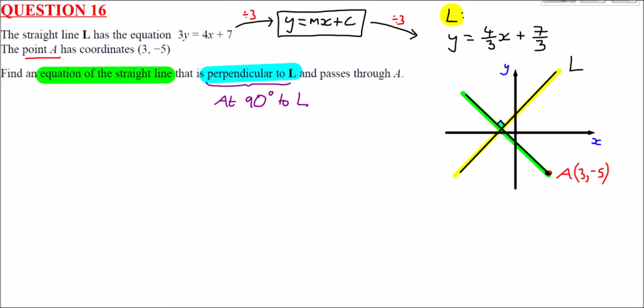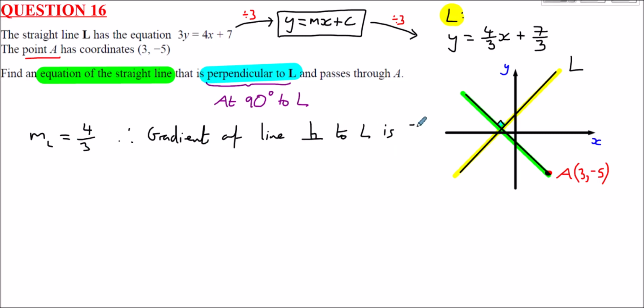If one line is perpendicular to the other, that means the gradient of that line is the negative reciprocal of the other line. So the gradient of line L here was 4/3. Therefore, the gradient of the line perpendicular to L is the negative reciprocal of that. So we turn that fraction on its head and change its sign, so it becomes -3/4.